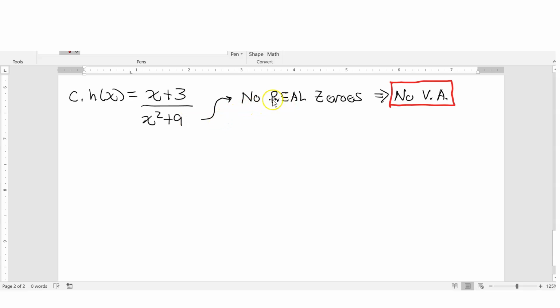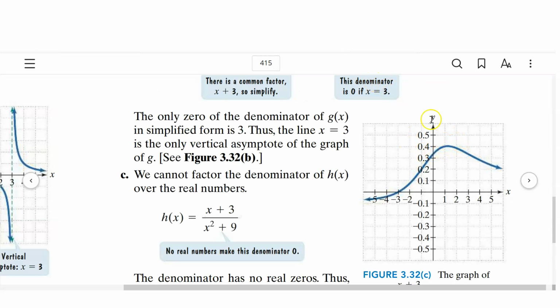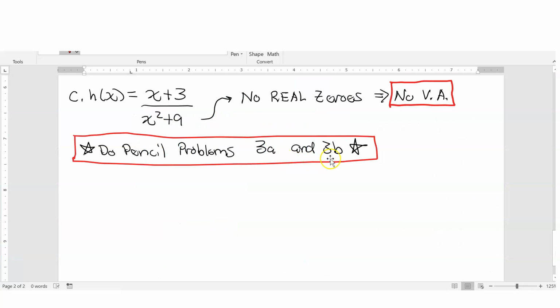So in this case, there are no real zeros for our denominator function q of x. So in that case, there will be no vertical asymptote. When we look at the graph of this function, again, we know there are no vertical asymptotes. Clearly, you don't see any asymptotic behavior, and you don't see any asymptotes drawn. So this is the case where we have no vertical asymptotes. Now do pencil problems 3a and 3b.